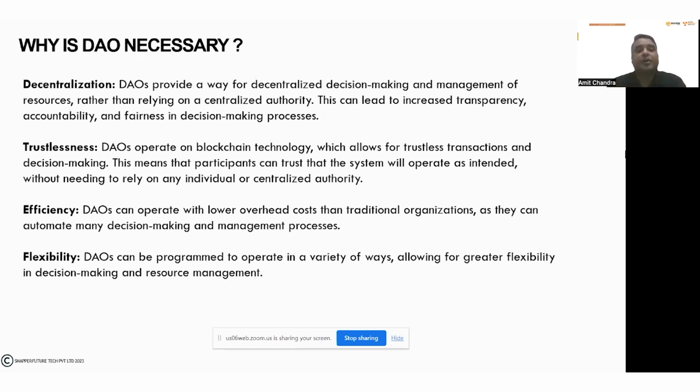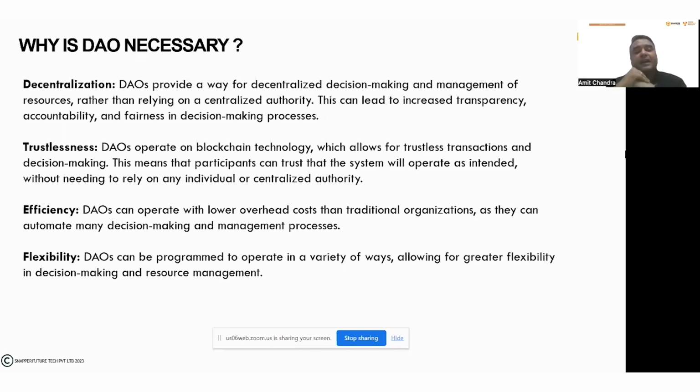When we talk about trustless, DAO operates on blockchain, and we know that blockchain is a technology where the trust factor comes into the picture, because every transaction and everything is written into a blockchain, and that gives trust into the system and to the participants or the users who are part of that network.